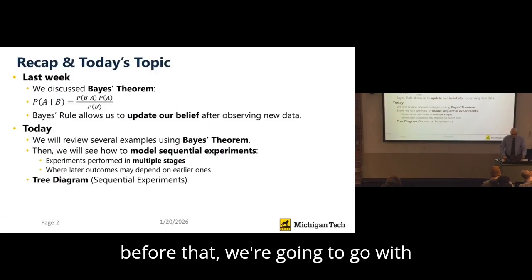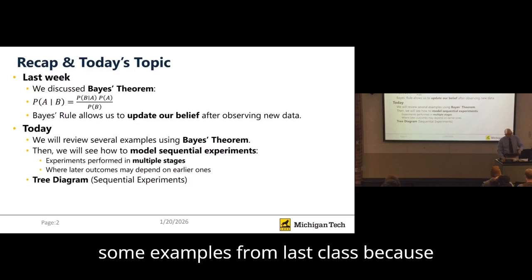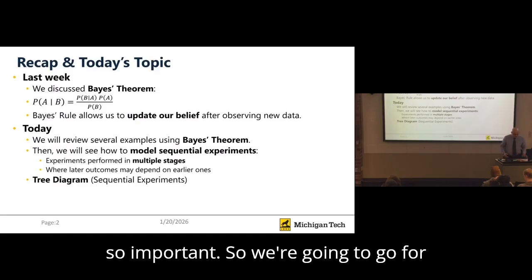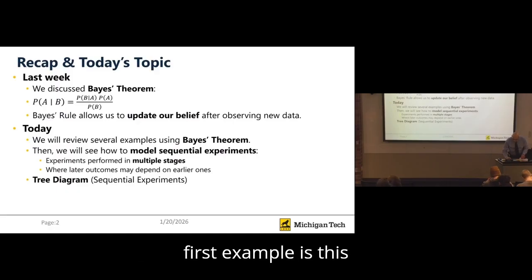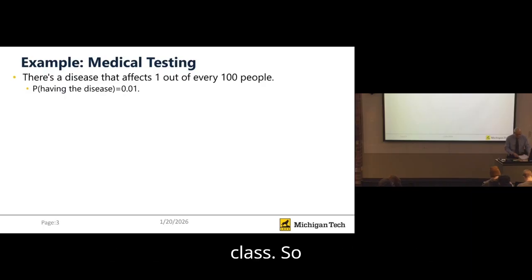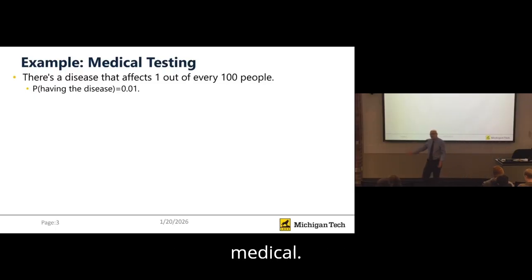But before that, we're going to go with some examples from last class, because Bayesian networks and Bayesian formula and Bayesian thinking is so important. So the first example is this medical testing that remained from last class. Let's see how probability can help in medical.